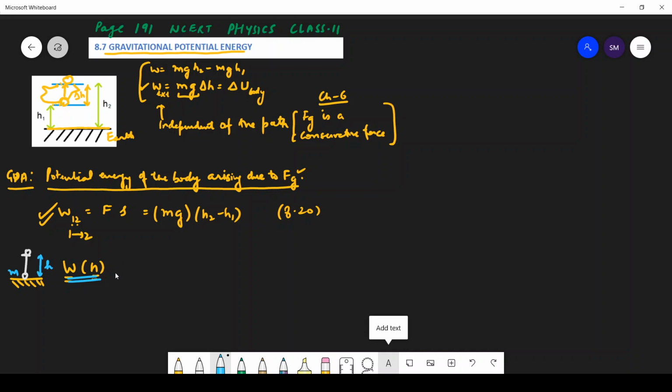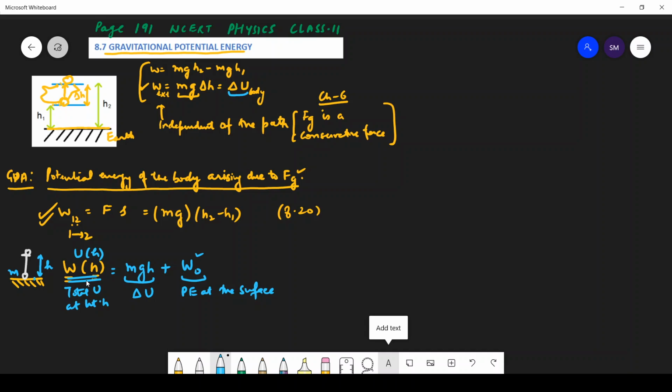So W is equal to this potential energy, the work done, because here the potential energy at the surface you can assume as zero, and then it is mgh plus W naught. So this is the potential energy at the surface. You have lifted it, this is the change in potential energy, and this is the total potential energy at height h. So potential energy at height h, you can also write as U(h).